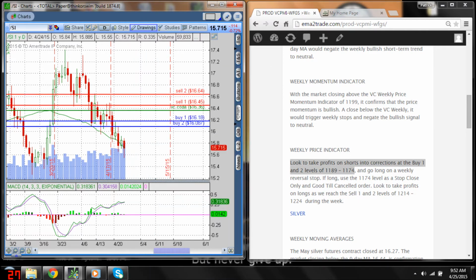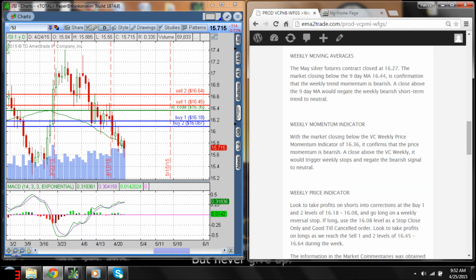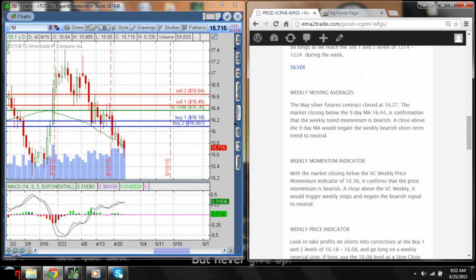Last Friday, the May silver futures contract closed at 1627, and with the market closing below the 9-day moving average of 1644, it was telling you that the momentum was bearish. But it also told you that a close above 1644 would change the bearish short-term trend to neutral, and then it would activate an uptrend, a buy signal, a bullish signal.